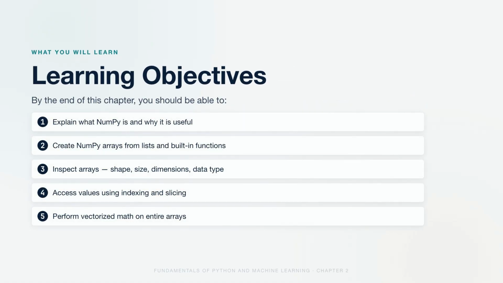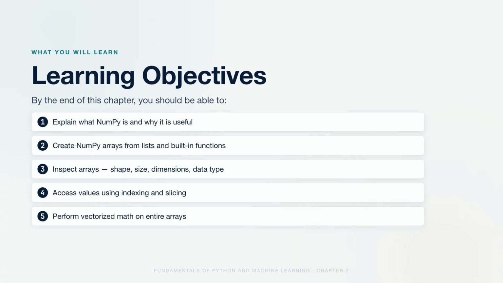By the end of the chapter, you should be able to do 5 important things. First, you should be able to explain what NumPy is and why it is useful. Second, you should be able to create NumPy arrays from a list or with built-in NumPy functions. Third, you should be able to inspect arrays by checking their shape, size, dimensions, and data type. Fourth, you should be able to access values inside arrays using indexes and slicing. And fifth, you should be able to perform mathematical operations on arrays without writing long loops.